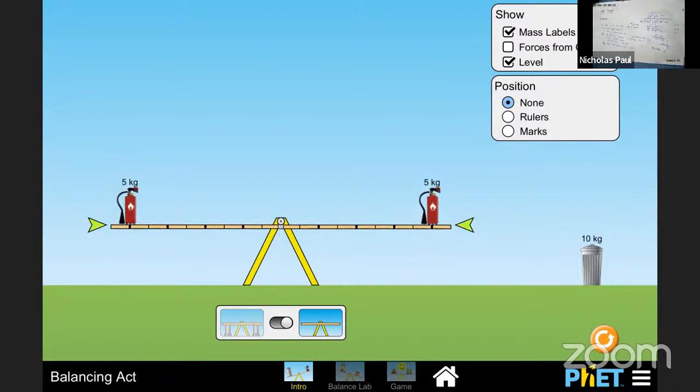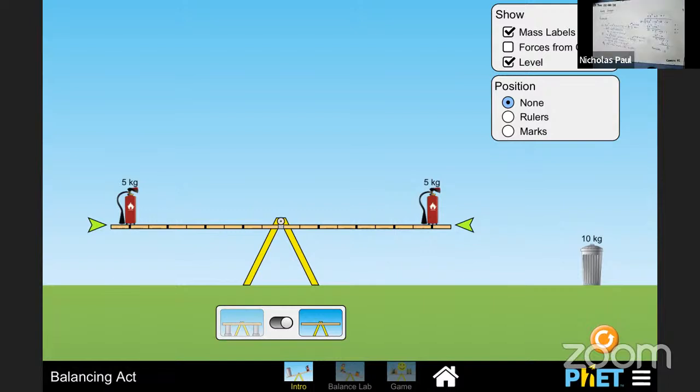Why is that now balanced? Why is that now balanced? Because the weight is equal on both sides. Because the weight on each side is equal, right?